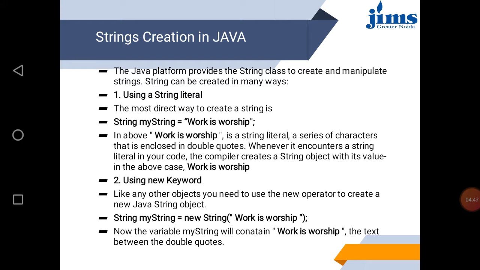The second way is using the new keyword. How do we create a string using the new keyword? We mention String, that is the class name, then the reference variable name equals new String, and whatever object we are interested in creating. So here in this line we are creating an object having the value "work is worship". So using new we can create any string object.